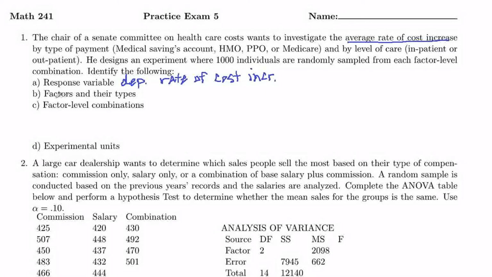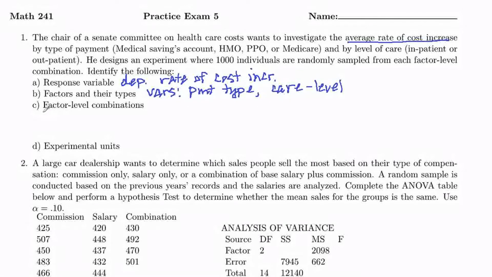And then the factors and their types. So remember, the factors are the variables. So the variables here are type of payment and then level of care. So payment type, and care level. And then the factor level combinations. And then also both of these are qualitative variables. So payment type is categories and then care level is categories.